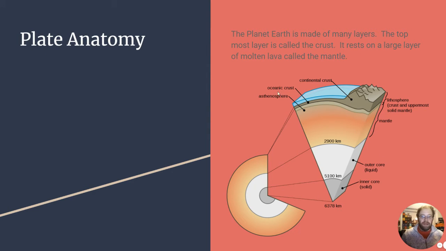So here's what plates look like. The planet Earth is made of many layers. The topmost layer is the crust, and that is what we're going to be talking about, these layers up here. So this is the crust, and it's floating on the liquid mantle, which is what I was telling you about earlier. And then there's the core on the inside. So we're talking about this part up here today.